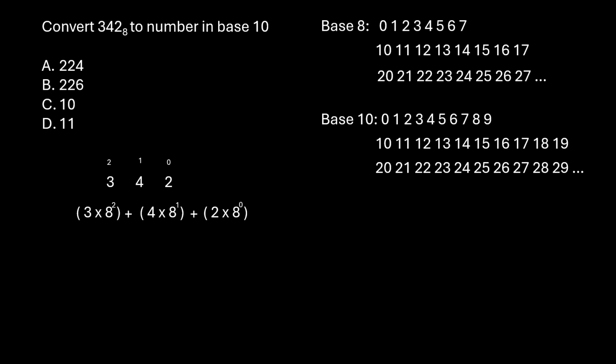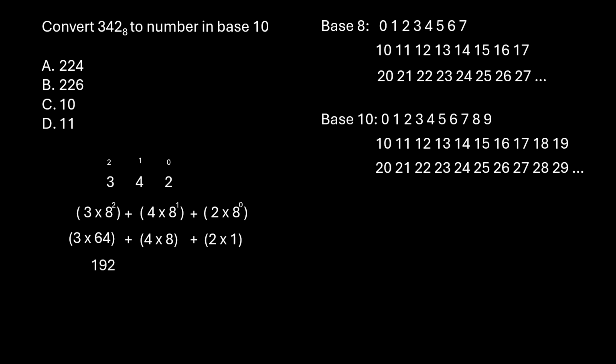So what do we get? Let's expand the powers. So we get 3 times 64 because 8 to the power 2 is 64. And then 4 times 8 because 8 to the power 1 is 8. And then 2 times 1 because 8 to the power 0 is 1. Any number raised to the power 0 is 1. Then we multiply them out.